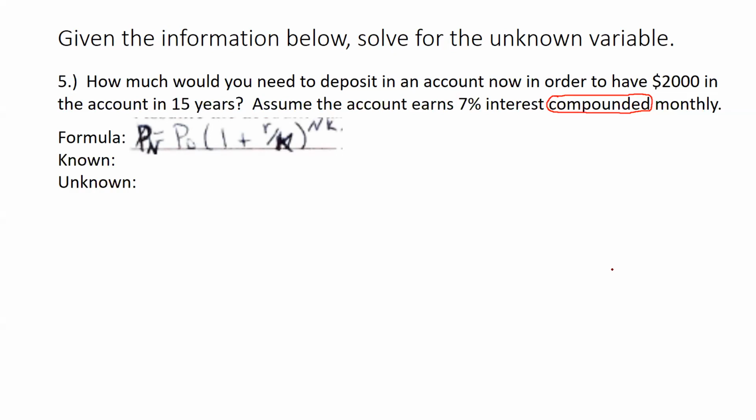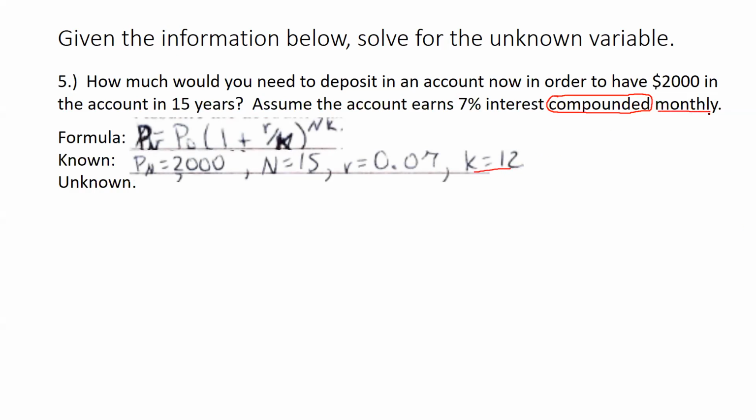All right. Now, the known values. Here's what I know. I know that my P_N is going to be 2,000. I know that my N value is going to be 15. I know that my R value is 0.07, and I know that K is equal to 12. Where did I get K is equal to 12, you ask? Well, monthly. That's how often our interest monster is visiting each year. So my unknown, I don't know P_0.